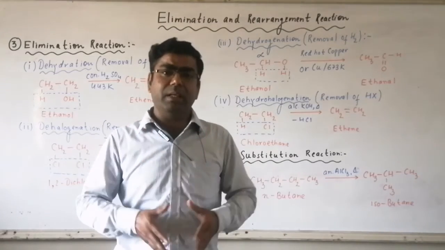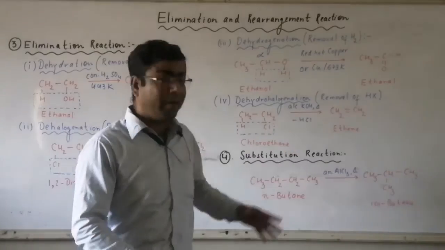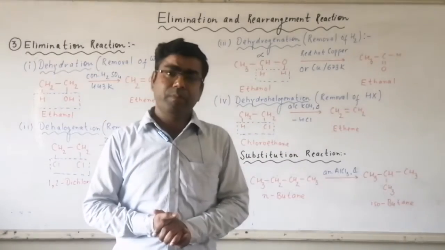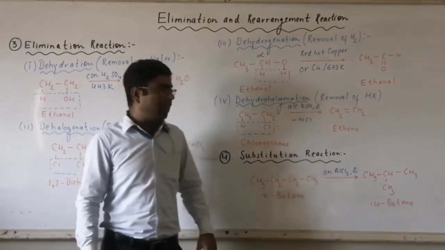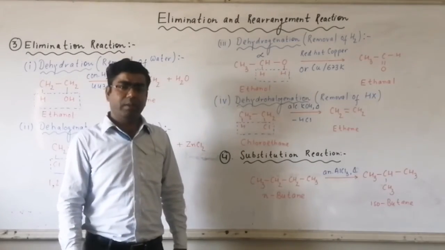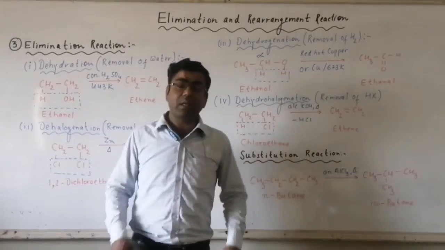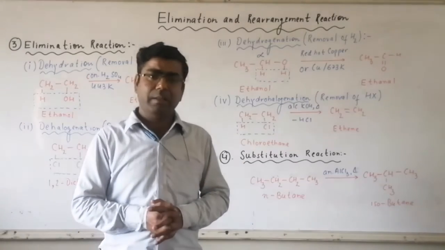We have changed the medium. Aqueous KOH, water is there. Alcoholic KOH, alcohol is there. So alcoholic KOH here works as a dehydrohalogenating reagent. In presence of alcoholic KOH, removal of a hydrogen halide molecule will take place.